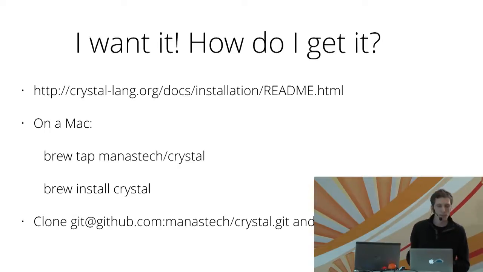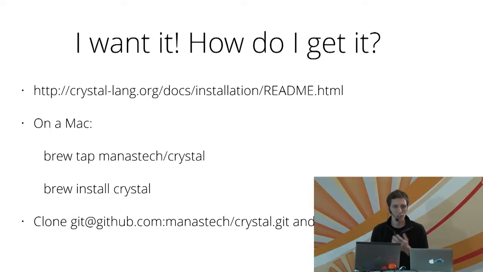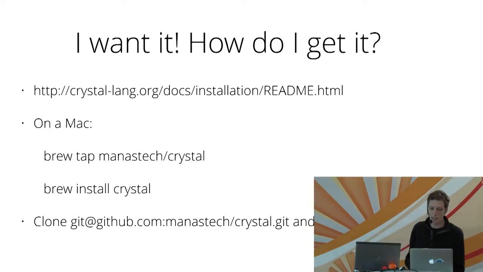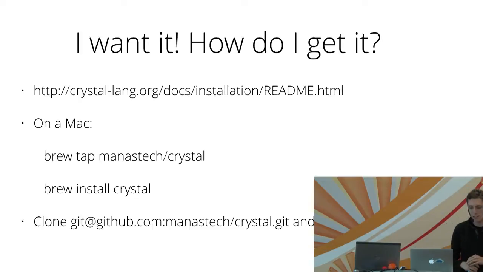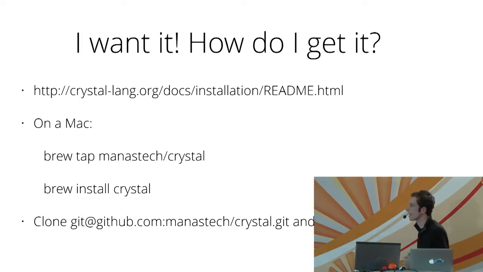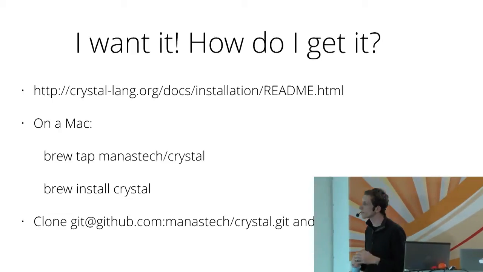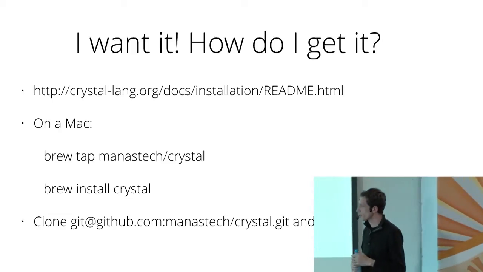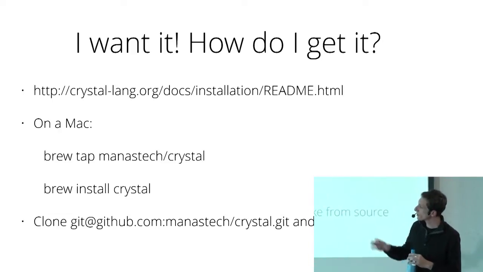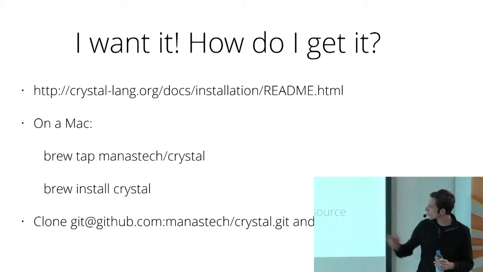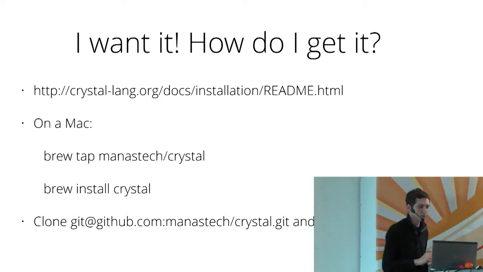Okay, so maybe you're convinced, you want it, how do you get it? So there's really great documentation. If you go to crystallang.org, that's the homepage, and I think you can just click on the docs, it'll take you to that README. If you use a Mac, like I do, and you use Homebrew to manage your packages, it's not built into Homebrew, but you can tap it. So if you say manastech/crystal, then you can just say brew install crystal. You can also just build it from source.